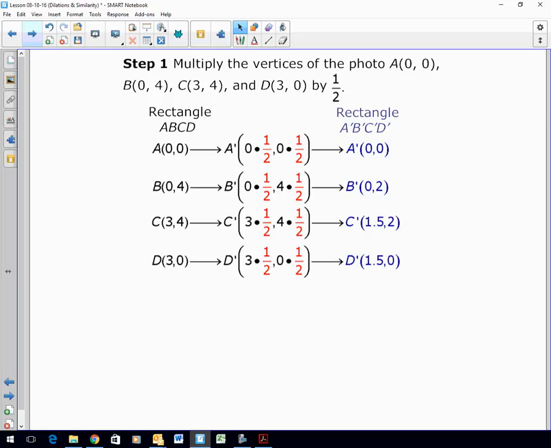1/2 of 4 is 2. 1/2 of 3, 1.5. Right? So that's how I'm getting these other points. B prime is at 0, 2. C prime is at 1.5, 2. D prime is at 1.5, 0. All right? Got me? All right.